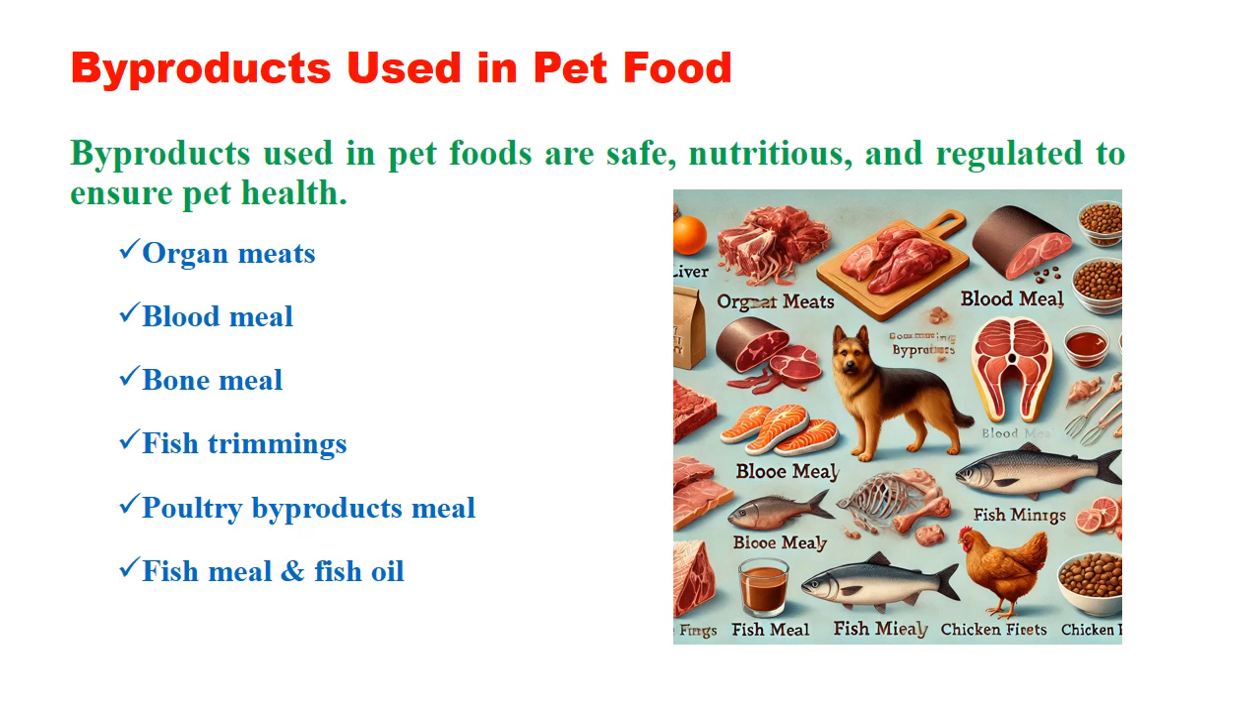Then fish trimmings or even meat trimmings, skins and skin trimmings. Then poultry byproduct meal. Sometimes all the poultry byproducts together are processed by rendering and made into poultry byproduct meal, that can be used in pet foods. Similarly, fish meal and fish oil obtained from the fishery byproducts are also commonly used in pet foods.